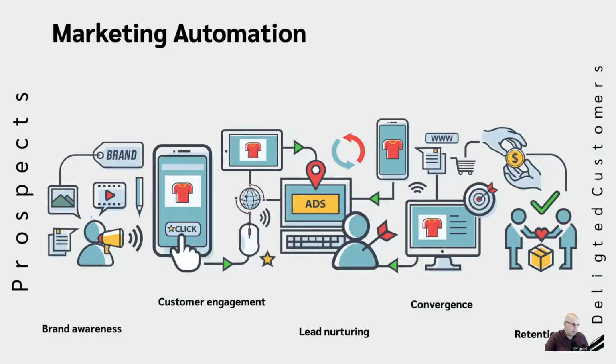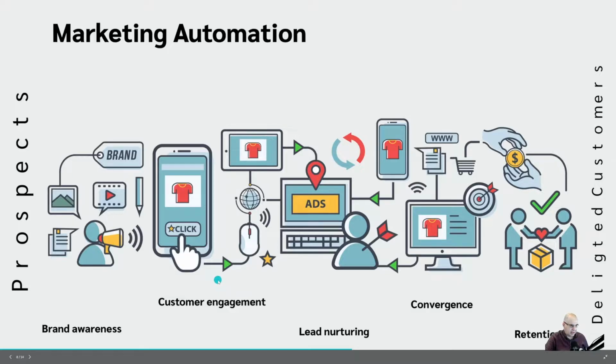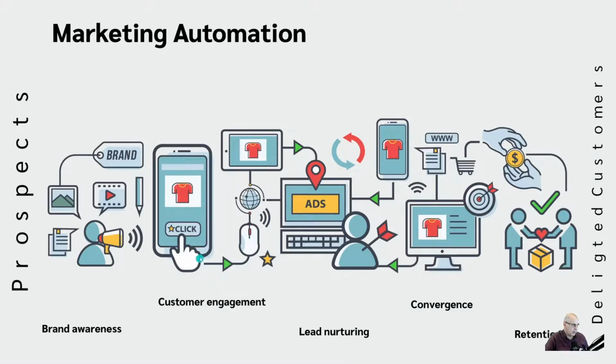So we trigger their interest to click or take an action that brings them to us so that we can engage with them, which is the second stage of the customer life cycle. So if it's a mobile app, we can show them a product and we try to encourage them to click.